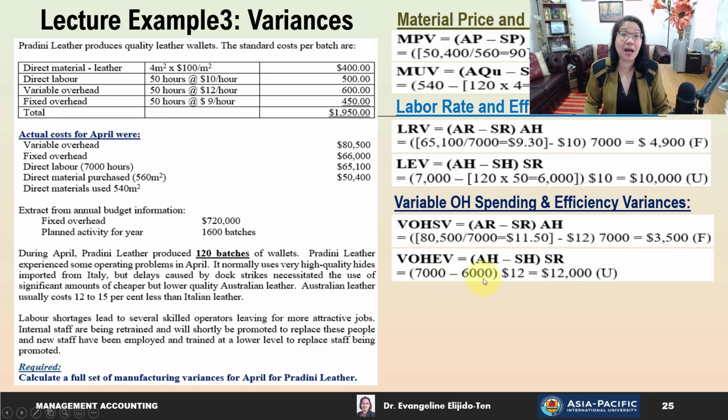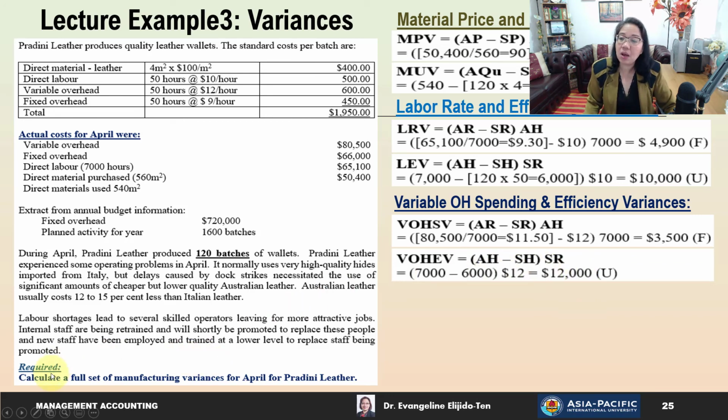So 1,000 hours difference, multiply it by the standard rate. The standard rate for variable overhead is $12 per hour. So that would give us $12,000, and it's unfavorable. Notice here that whenever your basis of allocating variable overhead is the direct labor hours, whenever you have unfavorable labor efficiency variance, you will also have unfavorable variable overhead efficiency variance. So it's always very much interrelated.